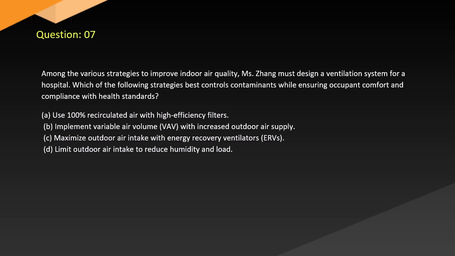A. Use 100% recirculated air with high-efficiency filters. B. Implement variable air volume valve with increased outdoor air supply. C. Maximize outdoor air intake with energy recovery ventilator reserves. D. Limit outdoor air intake to reduce humidity and load.